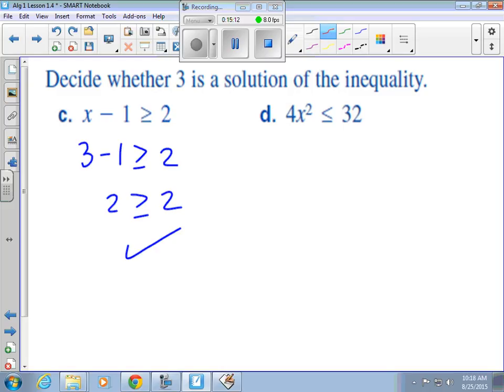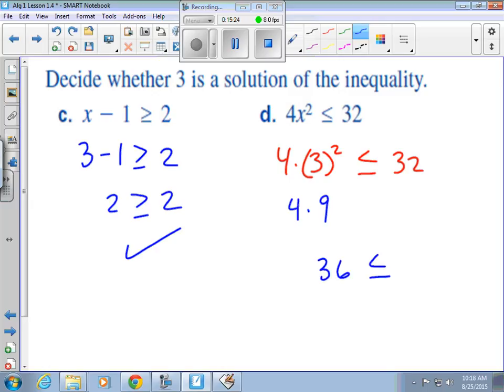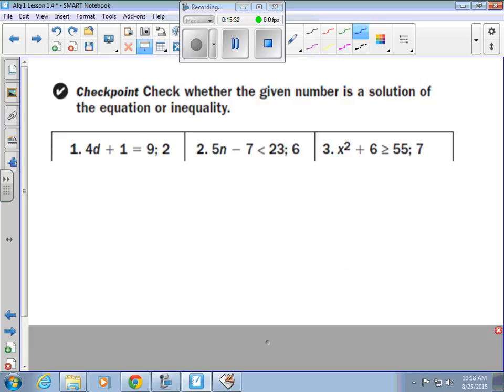Three goes in there. 4 times 3 squared is less than or equal to 32. Remember, you have to do exponents first. 3 squared is 9. Then multiply it by 4, you get 36 is less than or equal to 32. Not a true statement. The big mouth is eating the smaller number there. Not a solution. You have 3 checkpoint problems that follow.